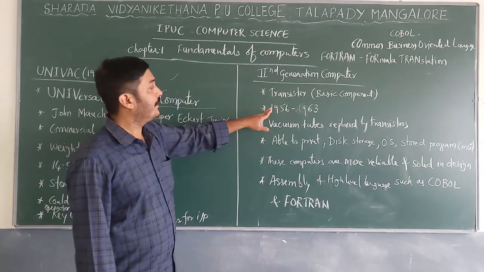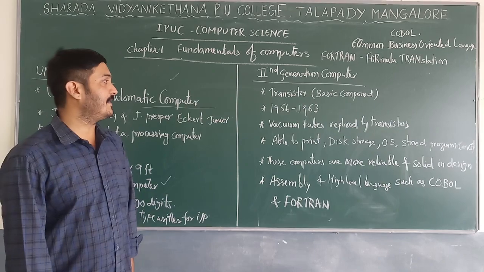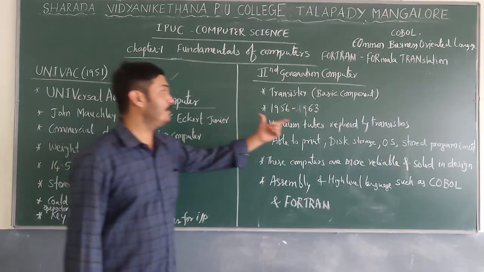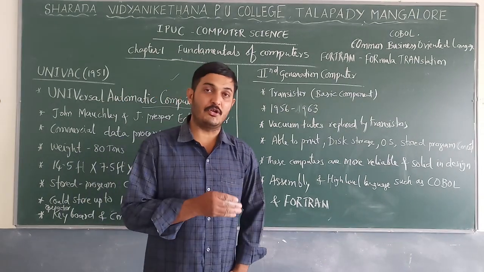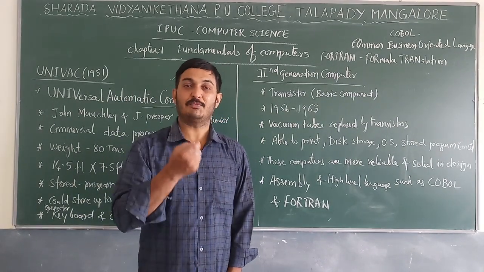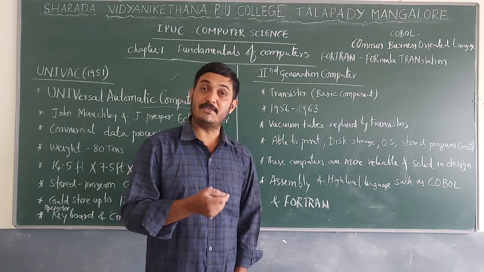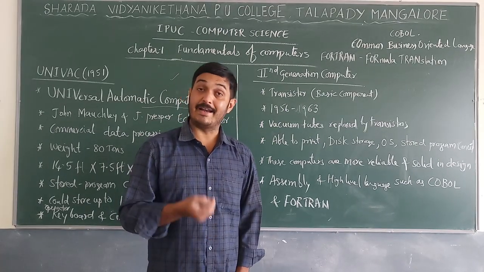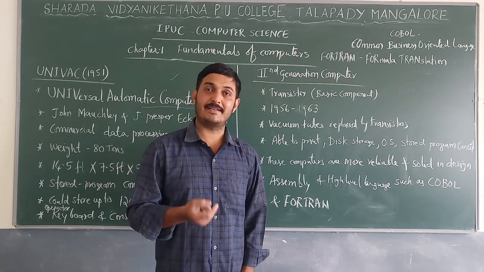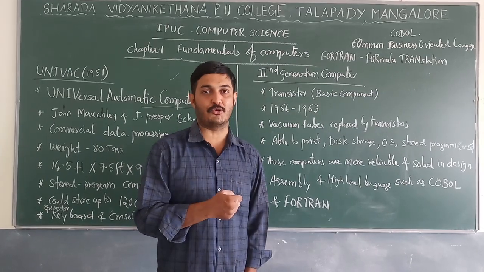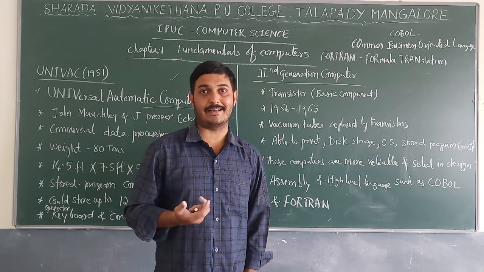And it's during 1956 to 1963, when vacuum tubes were replaced by transistors. Compared to vacuum tubes, transistors are small in size, and very efficient and reliable. That's why we use transistors instead of vacuum tubes. Vacuum tubes are very big and bulky in size.